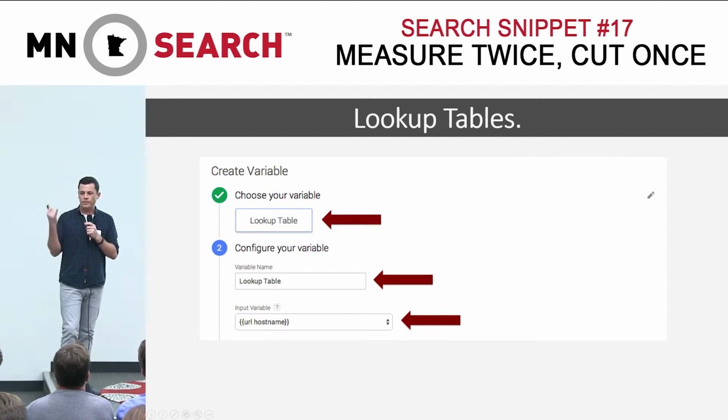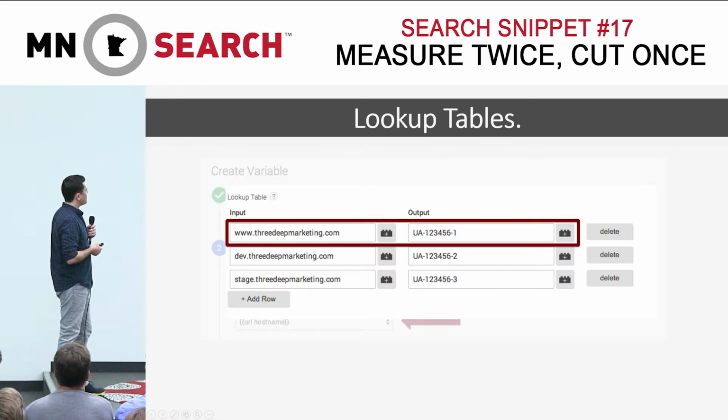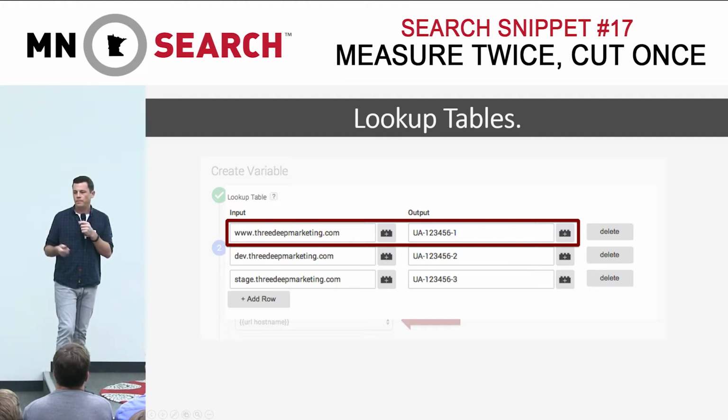Okay, you set it up, choose your variable type, lookup table, and name it something that's relevant to whatever you're trying to do. In this example, I'm going to pass the input variable to my lookup table for the host name. Then I set up my lookup table as such. I use 3D marketing as an example. When I pass the host name to the lookup table, if it's this, it returns that. So what this basically enables you to do is create 3 properties within your analytics account, and then automatically send the page view to the right property based off of whether you're in dev, stage, or production, which is just a good way to keep your data clean and segmented.